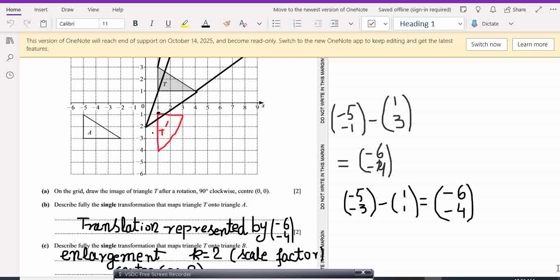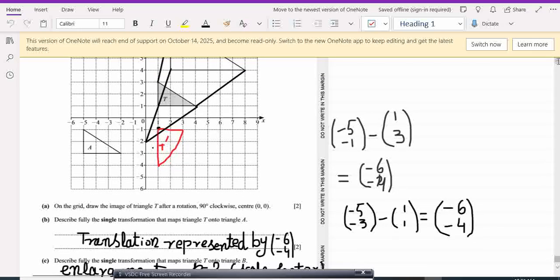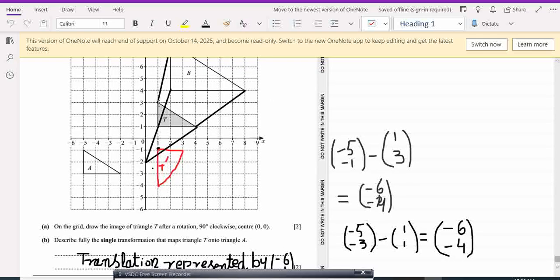Next is describe the single transformation that maps T onto A. A is also given here. Look here. This image of this vertex is this point. This is 1 comma 3, and this is minus 5 comma minus 1. So subtract this from this. Minus 5 minus 1 is minus 6, and minus 1 minus 3 is minus 4. Similarly, this is minus 5 minus 3, and this is 1 1.